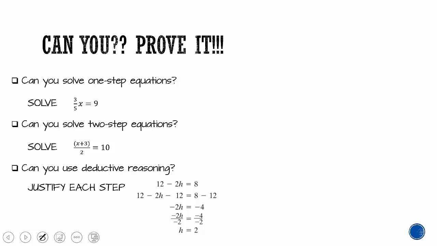So, can you do the 3 things you were supposed to be able to do today? So 1-step equations, 2-step equations, and use deductive reasoning to justify each step. Make sure you write down any questions you have, and we can go over them tomorrow in class.